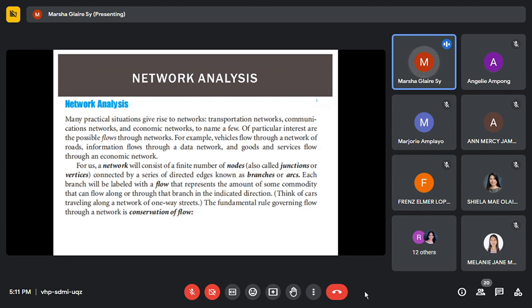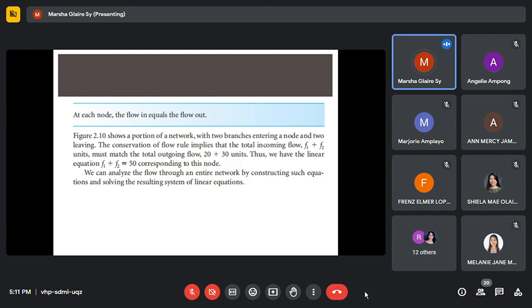Each branch will be labeled with a flow that represents the amount of some commodity that can flow along or through that branch in the indicated direction. Think of cars traveling along a network of one-way streets. The fundamental rule governing flow through a network is conservation of flow. At each node, the flow in equals the flow out.